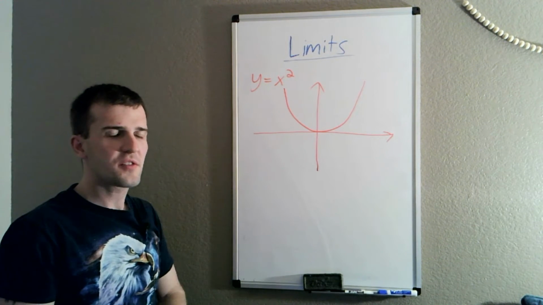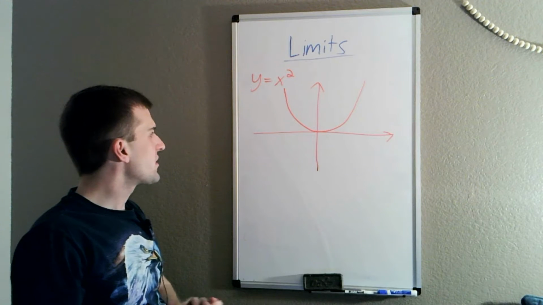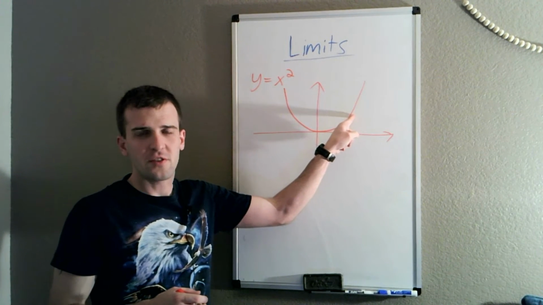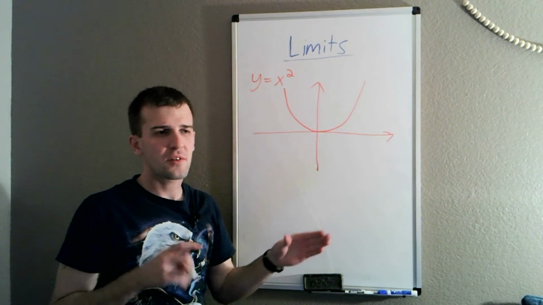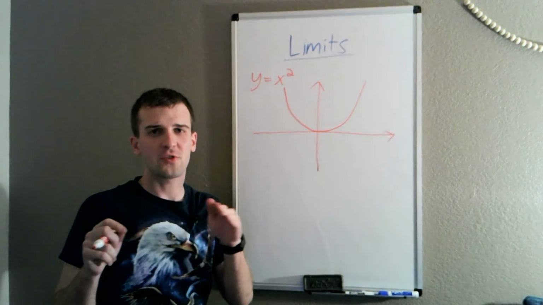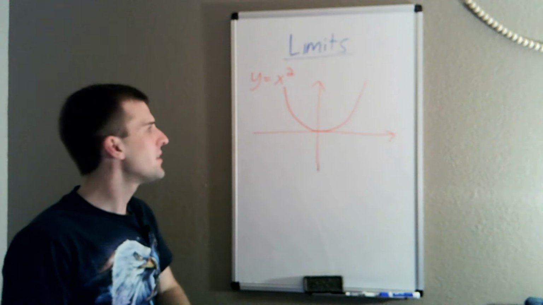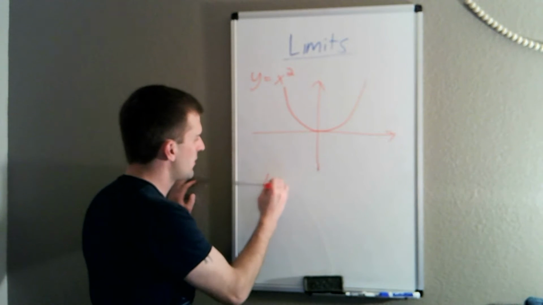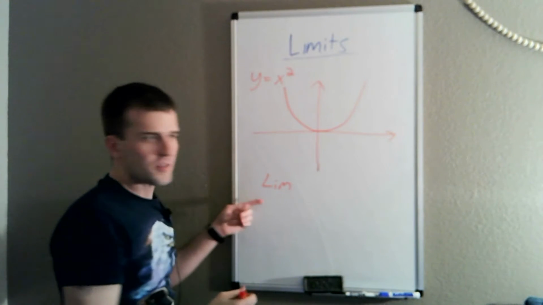So what a limit is going to do is zoom up really close to a point on the function and see, based on the surrounding points, where the function is headed around that location. So when you have limit problems, they're going to look something like this.